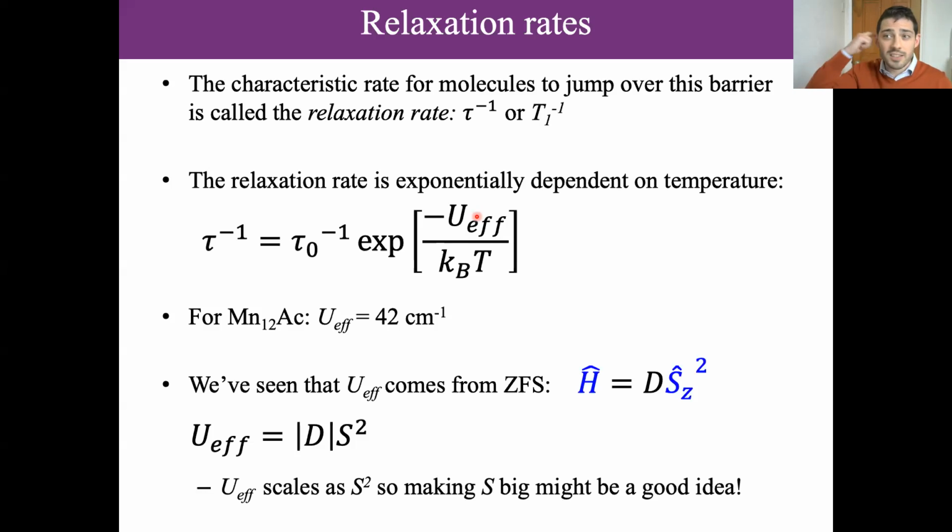And so we've seen that this effective barrier, so this is the height of the energy that it has to jump over, is related to or comes from the zero field splitting. And so the Hamiltonian, of course, is something like this for a perfect axial zero field splitting. And so you can simply work out what the total energy height of your barrier would be in this simple Hamiltonian, and it comes out being like D S_z squared. And so this is a really nice simple form that tells you the effective barrier scales as S squared. So let's make S really big, and then we've done a job of making the effective barrier huge.